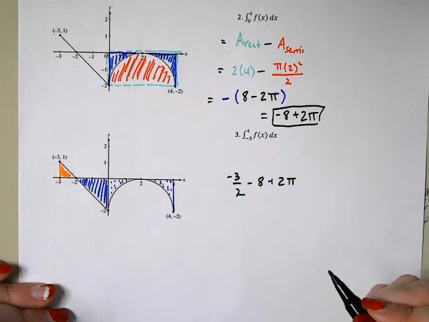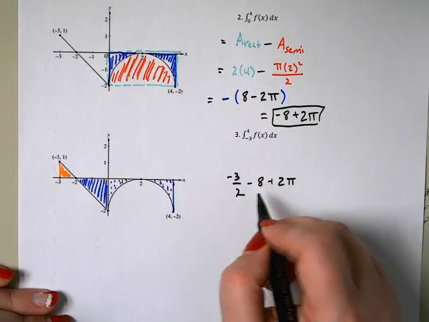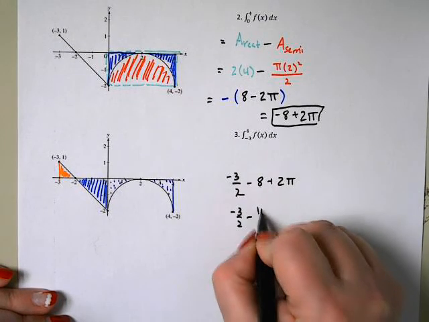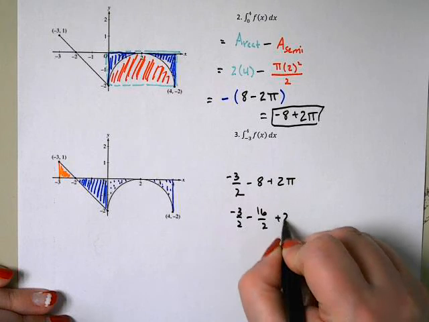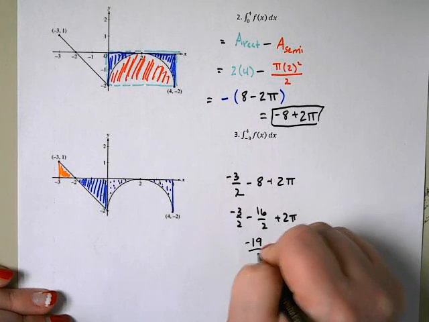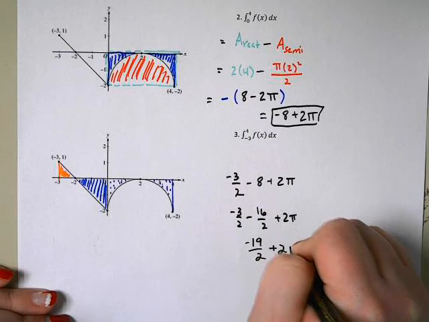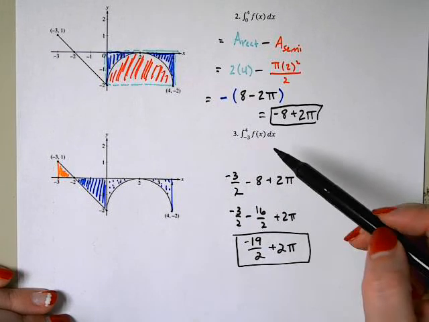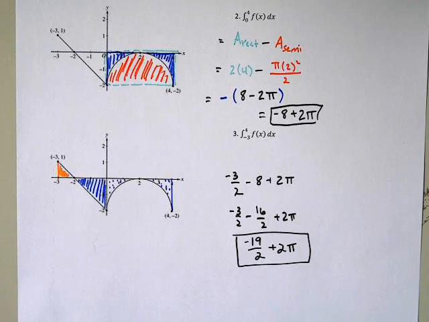And then we can add these together. So I'm going to make 8, I'm going to make that 16 over 2. And so our area is negative 19 over 2 plus 2 pi. That would be the integral from negative 3 to 4 of f of x dx.